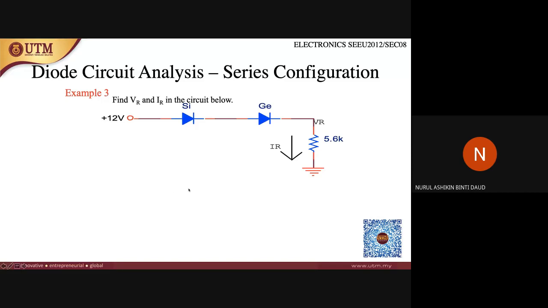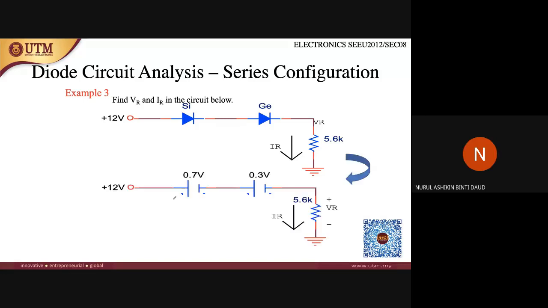Okay, so next, let's look at this one, where there is a silicon and there is also a germanium. First of all, you need to identify whether this is forward bias or reverse bias of the diode. Which one? Forward, right? If we redraw it symbolically like this, you can see that this positive is connected to this positive, and this positive is also connected to this positive too. So it means that current can flow inside this. So it is not an open circuit, it is a closed circuit.